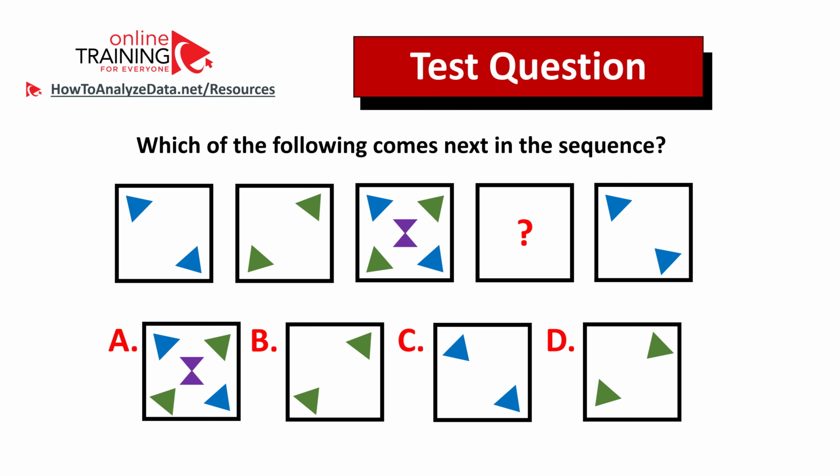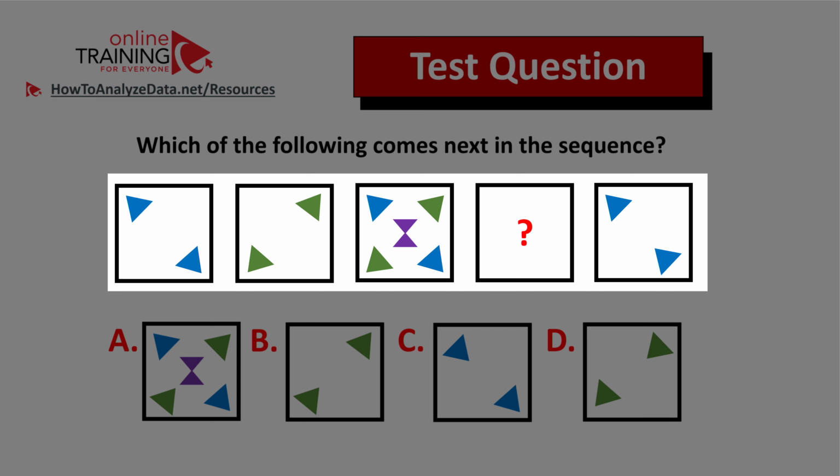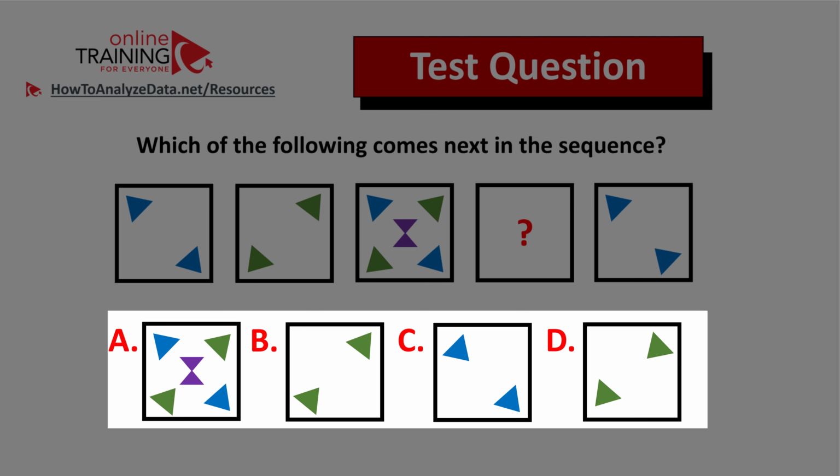Here's an interesting question which tests your knowledge of pattern recognition, logical reasoning, as well as analytical skills. Which of the following comes next in the sequence? You're presented with the sequence of 5 shapes, 5 squares, which have triangles inside. 1 square is missing triangles, and you would need to make a selection of which square is missing out of 4 possible choices. Choices A, B, C, and D.